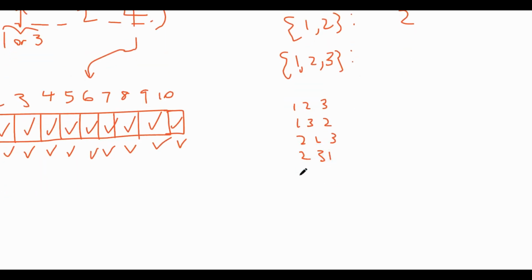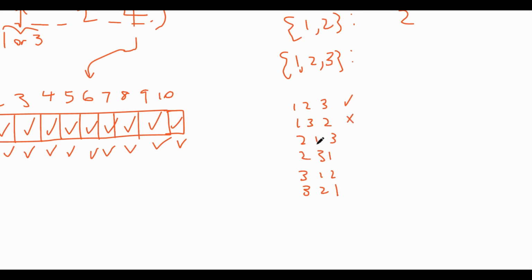1, 2, 3, then 1, 3, 2, then 2, 1, 3, 2, 3, 1, 3, 1, 2, 3, 2, 1. Okay, and now let's check each one whether it satisfies the condition or not. Well, for the first one, for 2, 1 is before it, so that's fine. And for 3, 2 is before it, so that one's fine. So everything is fine. Now let's consider 1, 3, 2. For the 3, is 2 before it? Nope, it's not before it, so this is not fine.